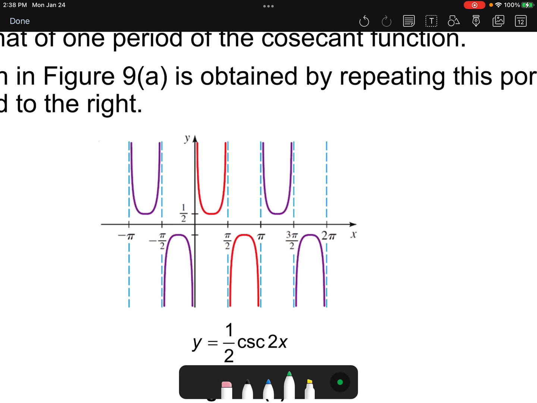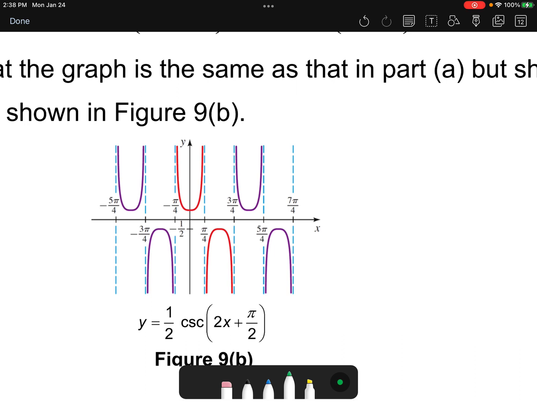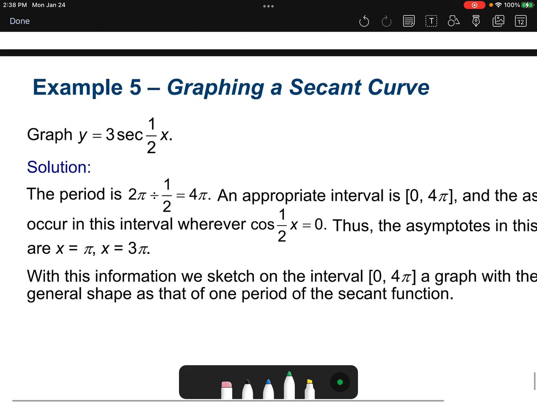And I'm trying to see if mine does. Whoops, I must have typed this in wrong. 1 over cos. Oh, yeah, no, that's right. We shifted it over pi over 2. Yep, that's what mine looks like right there. So yours should as well.